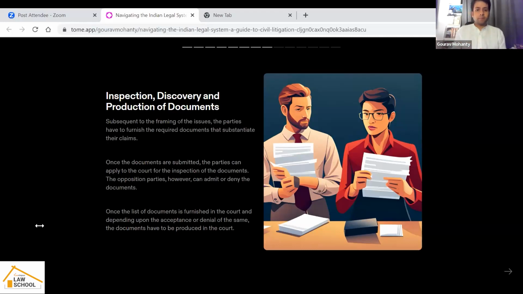Why is this stage very important? Once this is done, then comes the production of documents, which is the evidence stage, which is everything. In the evidence stage, basically you produce the originals. You tell the court that these are the originals, look at it and believe my claim. Now, as you guys know, most of the time we all lose original documents, right?